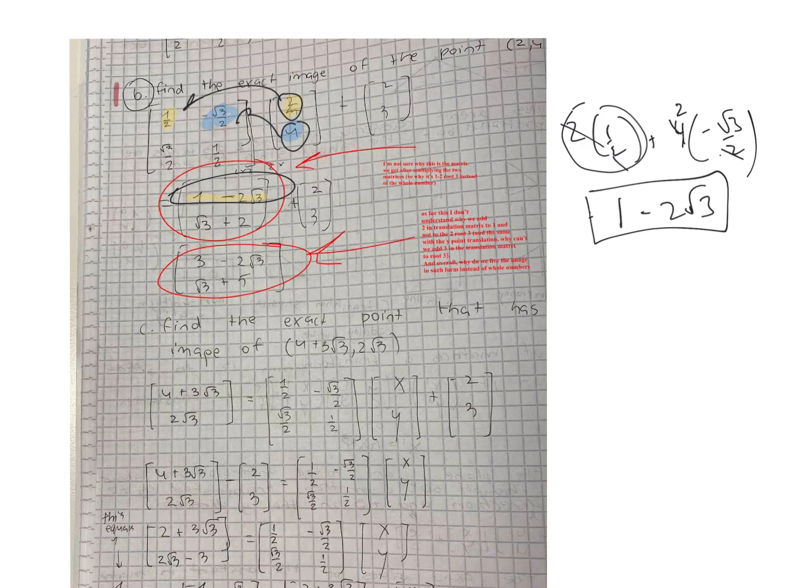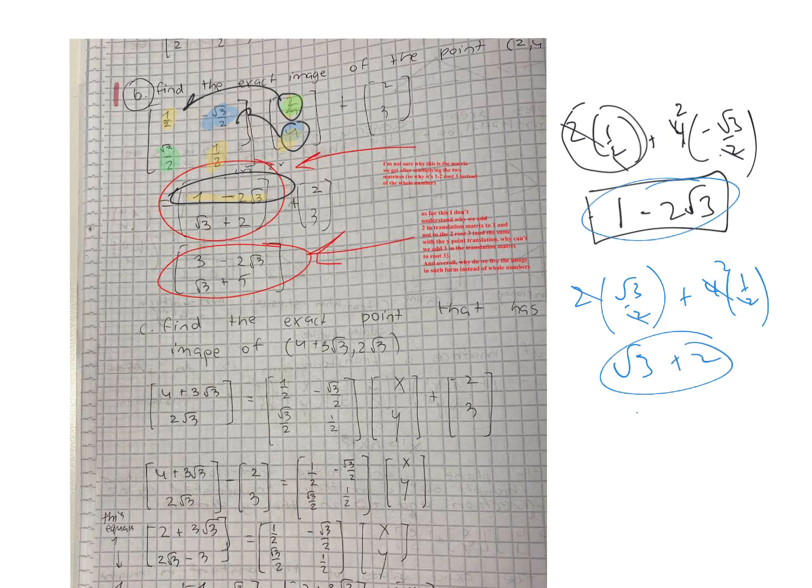When I go to look at the second scenario, it's this one times that, and then 1/2 times 4. And so when I do that one, I end up being 2 times the root 3 over 2 plus the 4 times 1/2, which gives me root 3 plus 2. And so here's the x value, here's the y value as a component as such. This is one number, and this is one number.